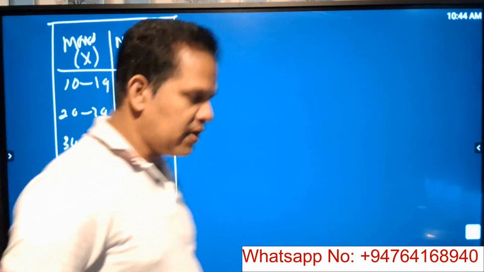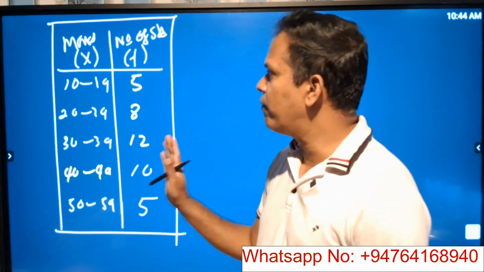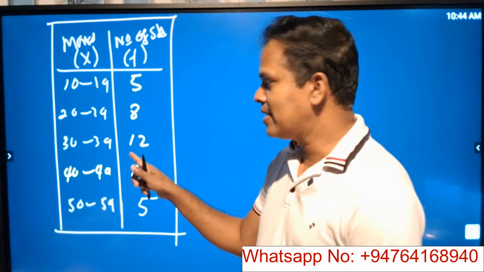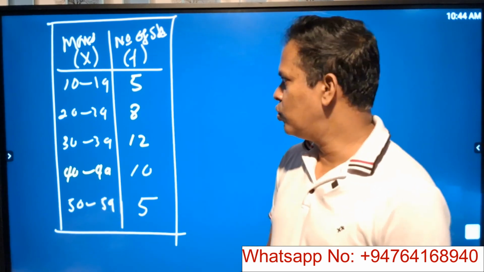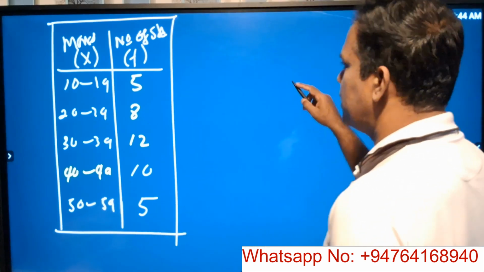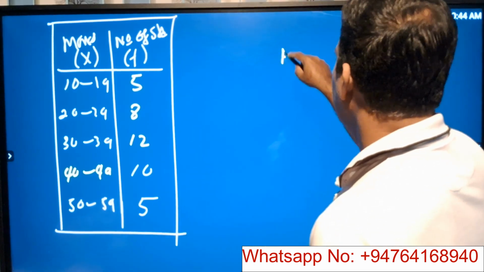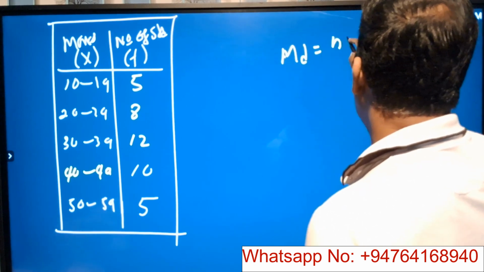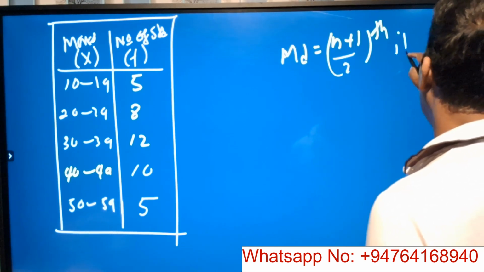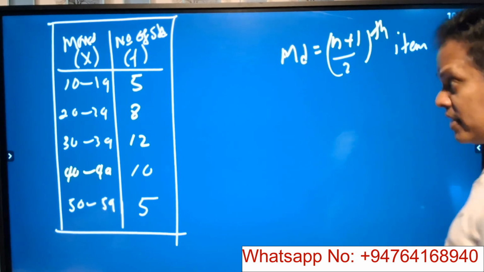Right, now I want to find the median of this group frequency distribution. As previously, first you have to find which item can be given as the median. The median is the (n plus 1) divided by 2 item. This item should be found first.